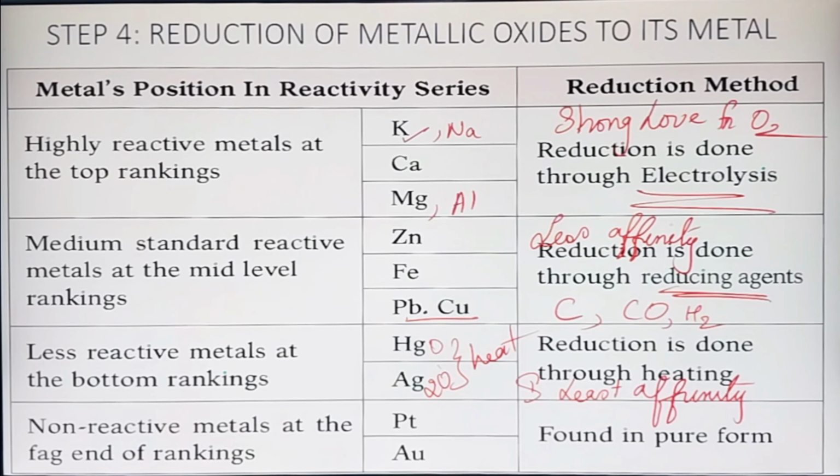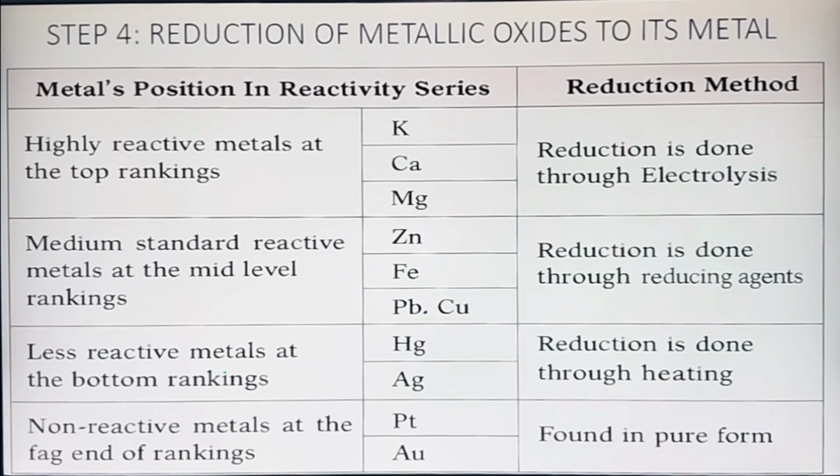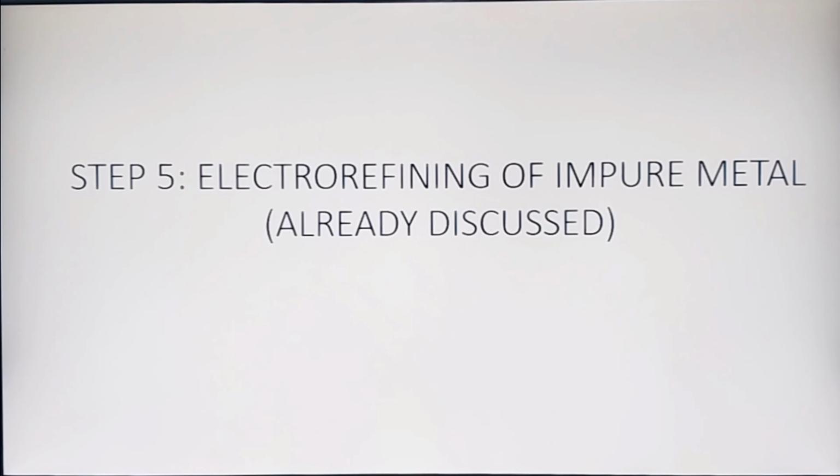Okay. And at the last, you have the last two metals, gold and platinum. We know these are the costliest metals that we get in nature. Okay. Now, why are they costly? Because they do not react. They are mostly found in pure form. They will not form oxides. Clear? So, if there is no oxygen attached to it, I need not waste my money or energy in doing the reduction step. Okay. And the last step is electrorefining of impure metal.